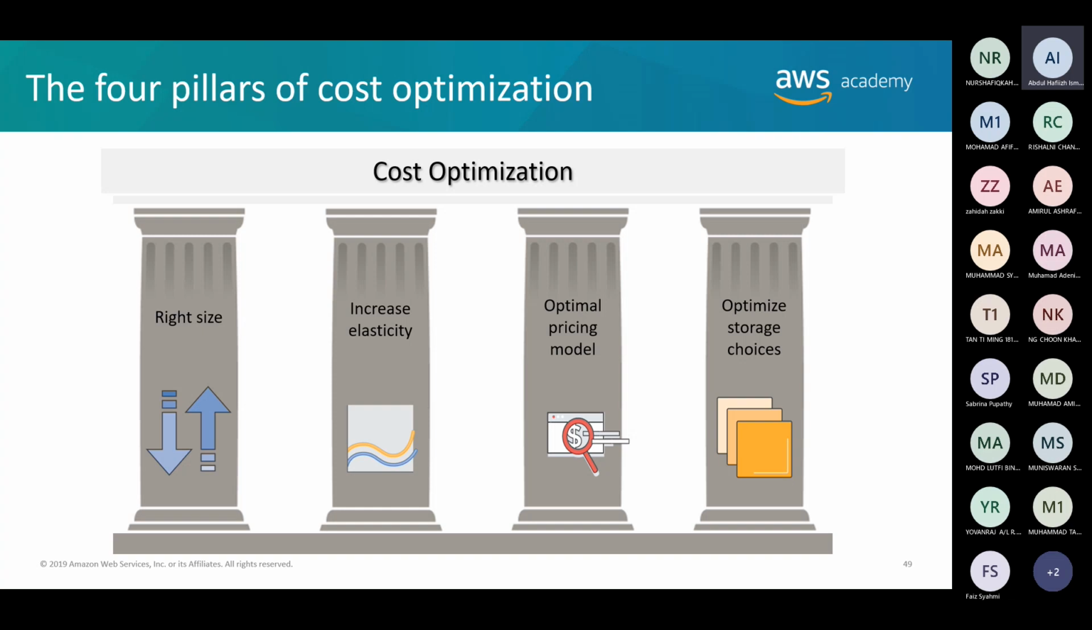Then optimize storage choices. Analyze the storage requirement of your deployment. Reduce unused storage overhead when possible and choose less expensive storage options if they can still meet your requirement for storage performance. Okay, tiga ni berkaitan dengan pricing, yang keempat ni berkaitan dengan storage lah.